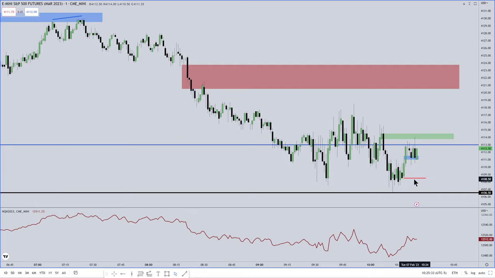What do you see? I'm not going to say it, but what do you see? Two down close candles. High, low. Fair value gap, order block, inside the volume imbalance. It trades down to it, and then boom.